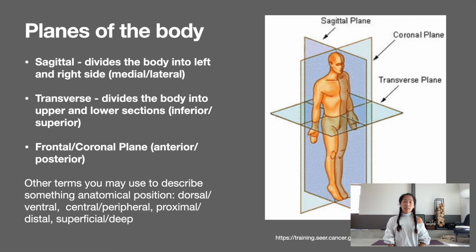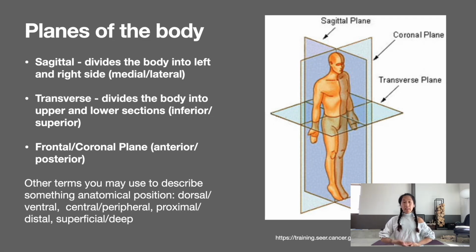The second way that we can divide the body is transverse. And transverse is also called the horizontal plane. So we can cut the body many ways. But in this particular way, we're going to say right down in the center of the body, separating the body into two halves, the upper half and the lower section.